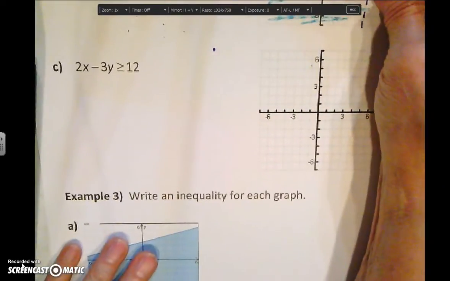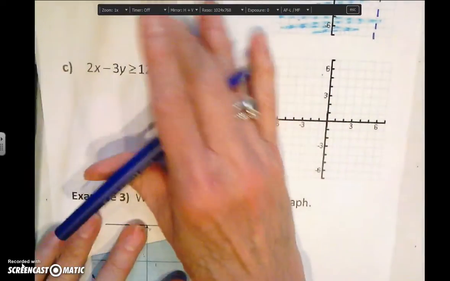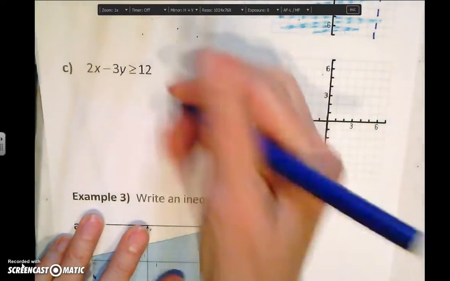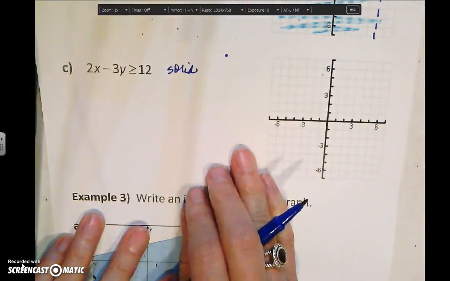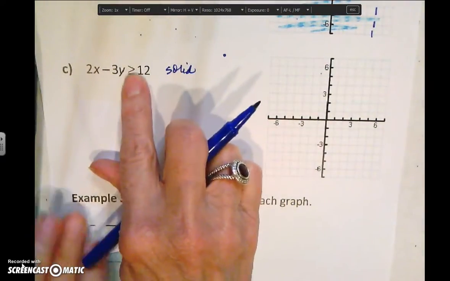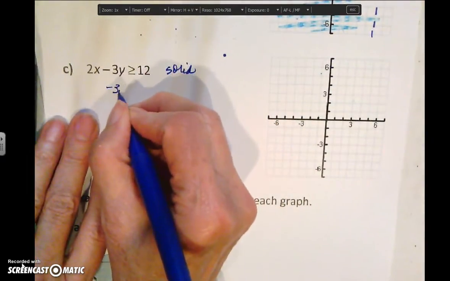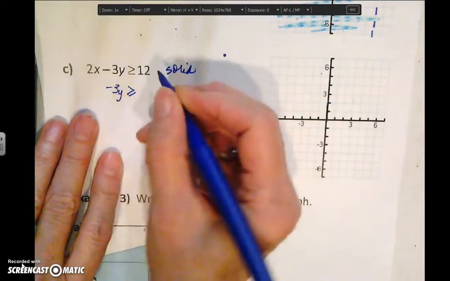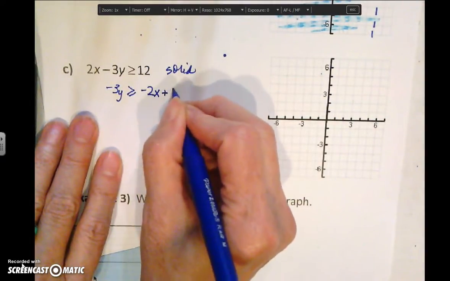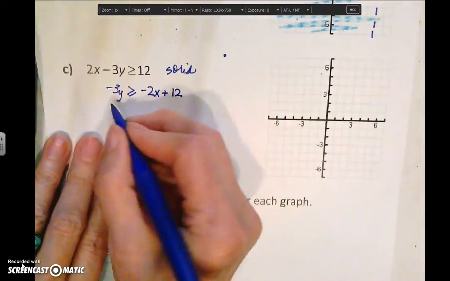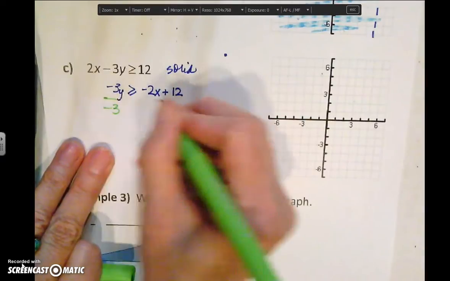All right, so now when I get 2x minus 3y is greater than or equal to 12, I see that it's greater than or equal to, so it's going to be a solid line when we graph it. I need to solve this for y, so I'm going to take a negative 3y is greater than or equal to, subtract my 2x, plus 12, and then I'm going to divide through by the negative 3, so negative 3.